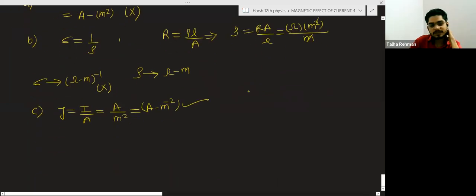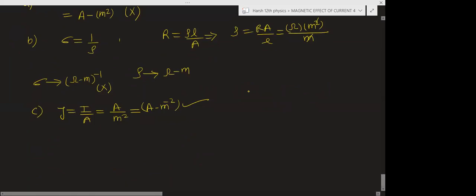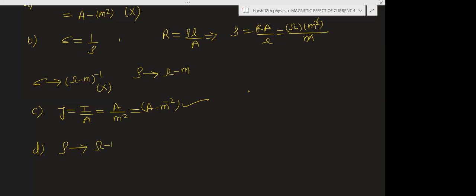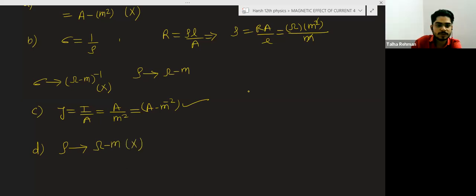This is finished, but I am just checking option number D. D is the resistivity. Rho L by A. So the unit of resistivity is ohm meter. So this option is also incorrect. So your option number C is correct.